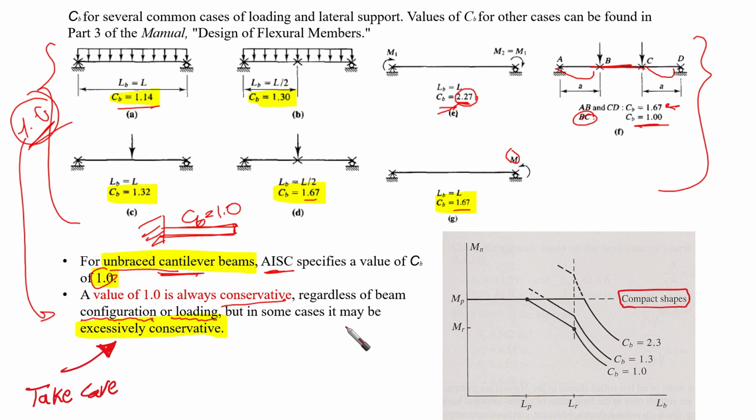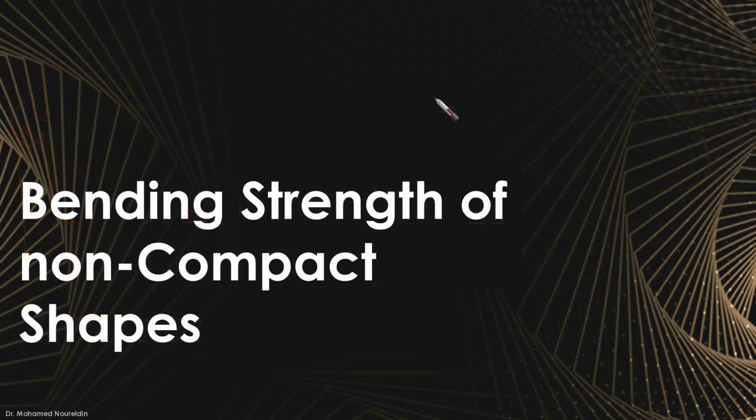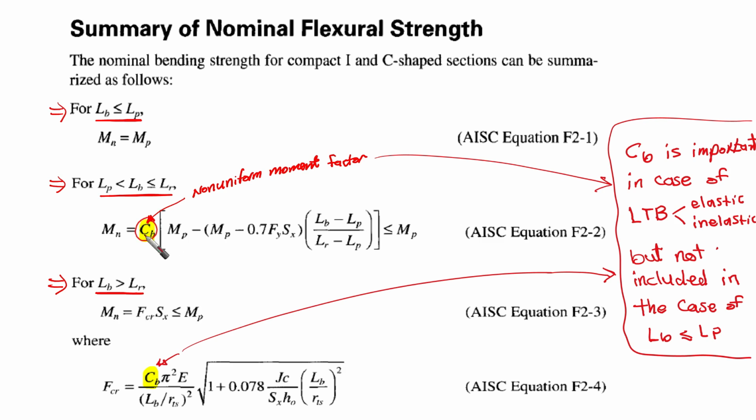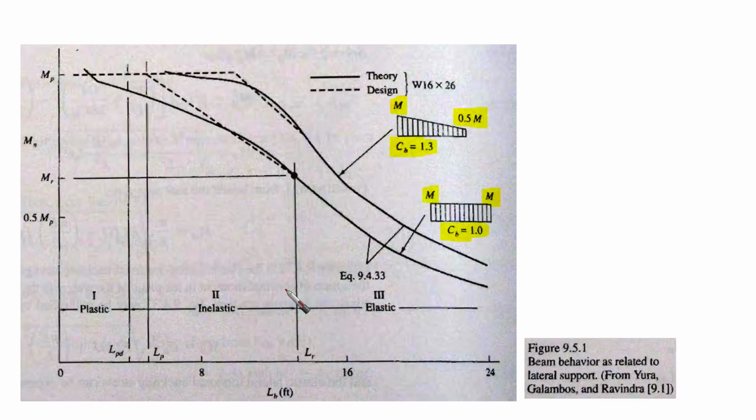But in some cases, it may be excessively conservative. This is my concern here. If you are not going to take it into consideration, like in this case, for example, CB is 1.67, or maybe this case where it is more than double, 2.27. If we look at the strength we were discussing, CB is directly multiplied by the value of the fraction here. So 1.3 means a 30% increase. Similar here also, FCR is going to be multiplied directly by Sx. It's related directly to the nominal flexure strength. So an increase by 1.67 means a really huge increase.